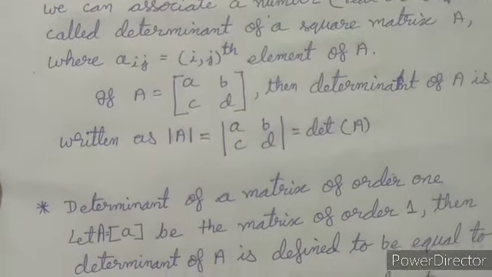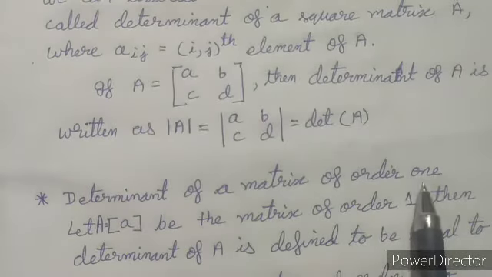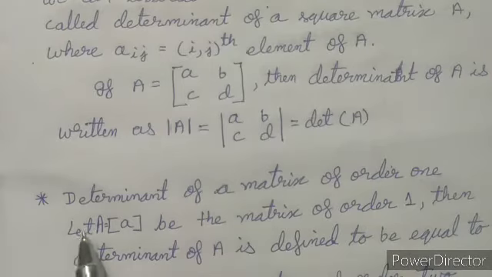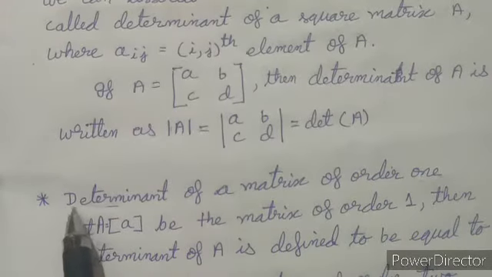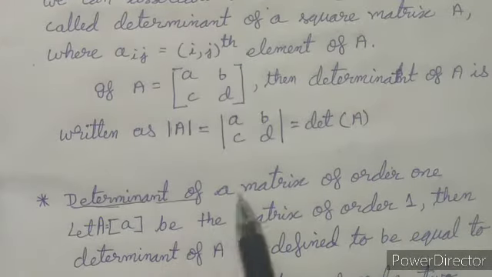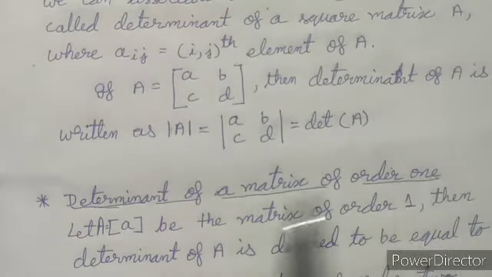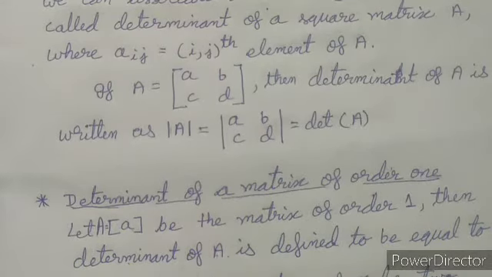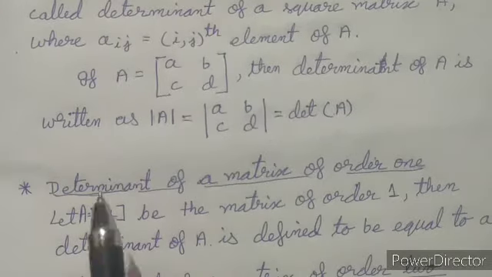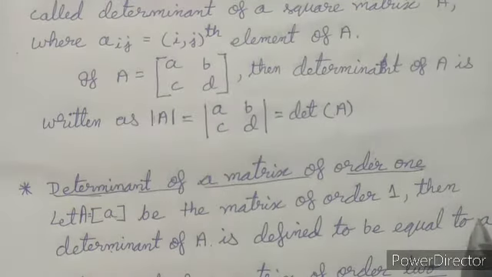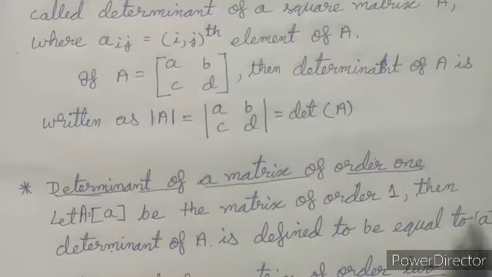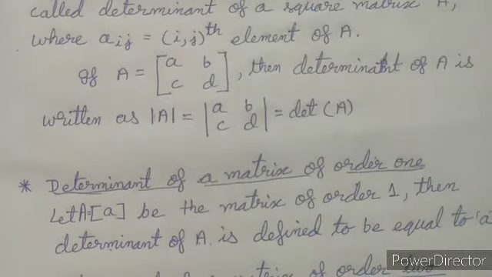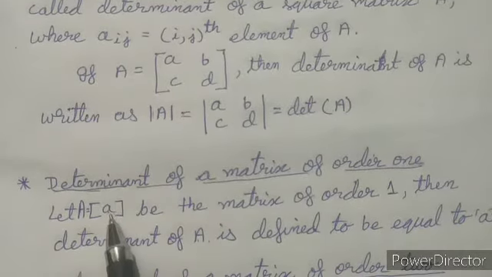Now, determinant of a matrix of order 1. Let there be a matrix A whose element is a, that means this matrix is of order 1. Then determinant of A is defined to be equal to a, meaning the determinant of a matrix of order 1 is equal to the element of the matrix.